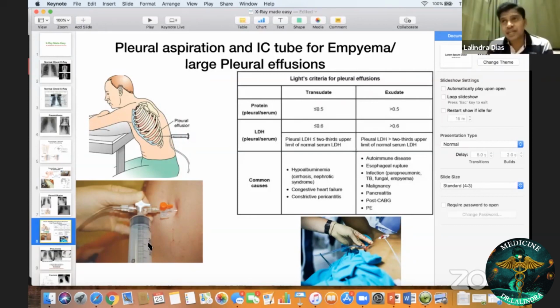Then you aspirate and send some samples for a pleural fluid full report with cytology, then pleural fluid glucose, pleural fluid proteins, and simultaneously you have to check the serum proteins as well. Then you need to check the pleural fluid LDH and see whether pleural fluid LDH divided by serum LDH is more than 0.6 or less than 0.6. These are the things that we analyze in pleural fluid. Very important. You can see these are pictures of pleural fluid aspirations.